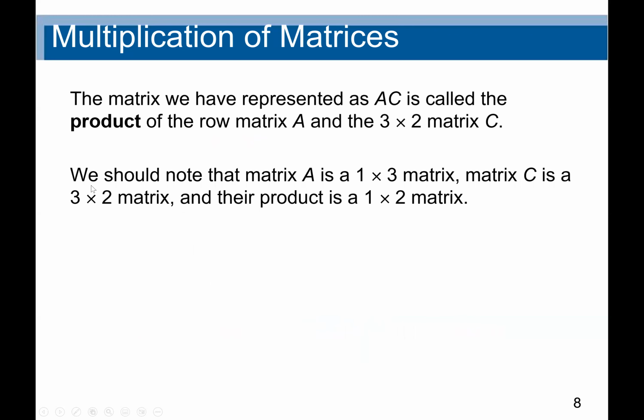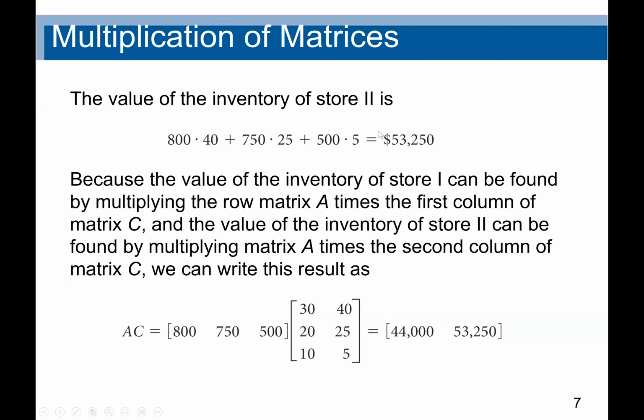Now here we say the matrix we have represented as AC is called the product of the row matrix A, and then the size is again a 3 by 2 matrix C. Because again, matrix A, the size will be 1 row, 3 columns. Matrix B and C, we have 3 rows and 2 columns. So 3 by 2 and also 1 by 3.